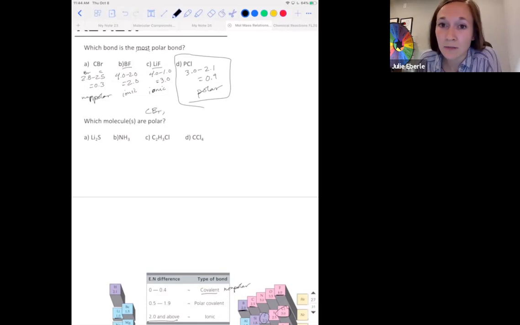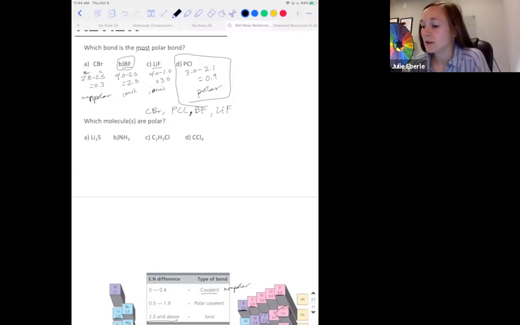Then which one's the next most polar? That's D, the phosphorus chlorine bond. Which one's the next? Well, now we're in ionic land here. The boron fluorine would be next. And then the most ionic is LiF. So that's how you would order those if I said list them in order of increasing polarity. Does that make sense? Okay.